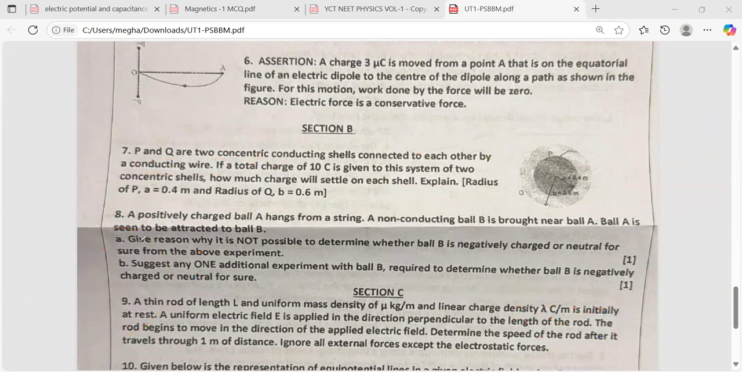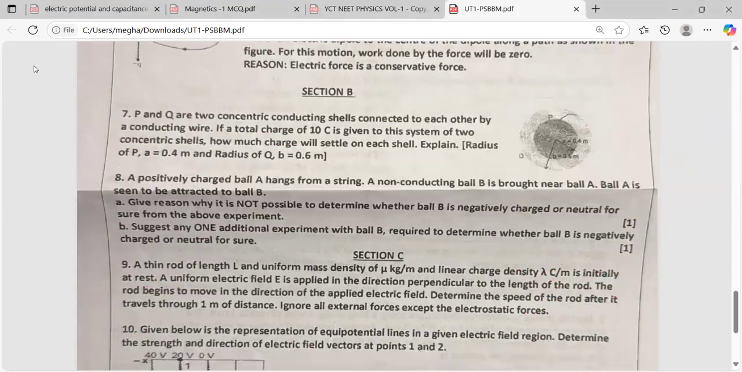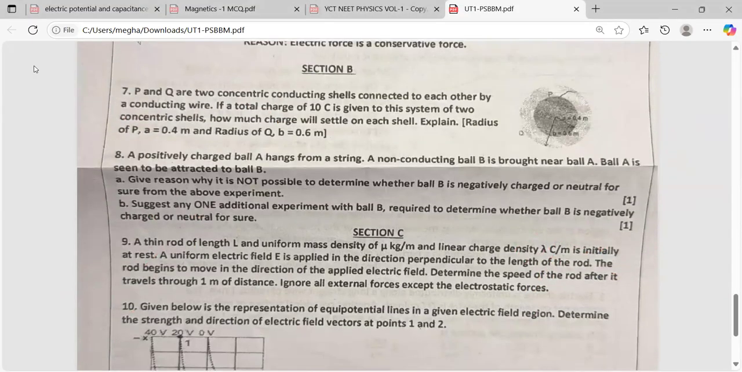Yes. Okay, right. A positively charged ball hangs from a string. A non-conducting ball B is brought near the ball A. Ball A is seen to be attracted to ball B. If it is getting attracted, you can say ball B may be due to induction or it may be due to negative charge. So, give reason why it is not possible to determine whether the ball B is negatively charged or neutral for sure for the above experiment.